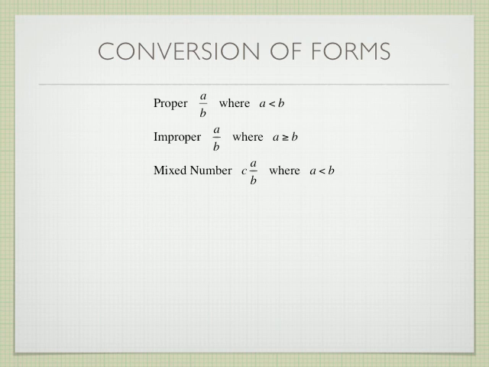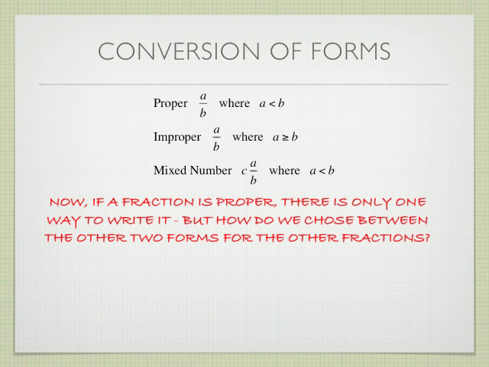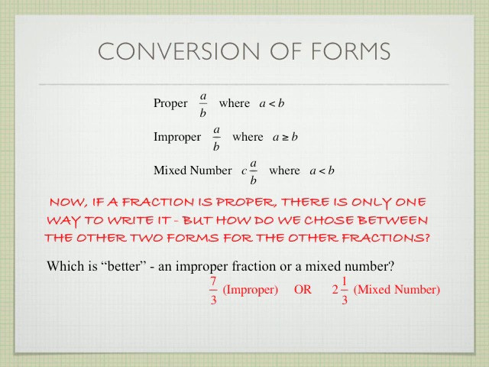On the other hand, an improper fraction can be written as a mixed number, and a mixed number can be written as an improper fraction. Now that brings up the question: which one is better, an improper fraction or a mixed number? It's a hard question to answer. So if we had 7/3, that's improper, or 2 1/3, that's a mixed number, and they mean the same thing.